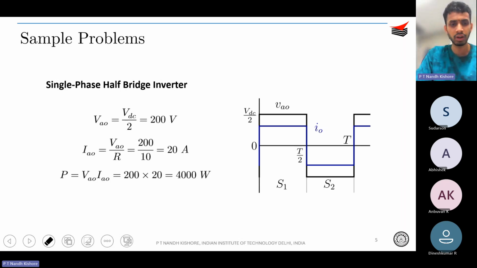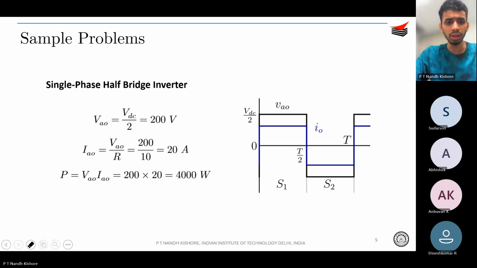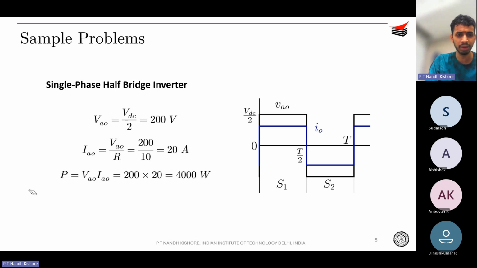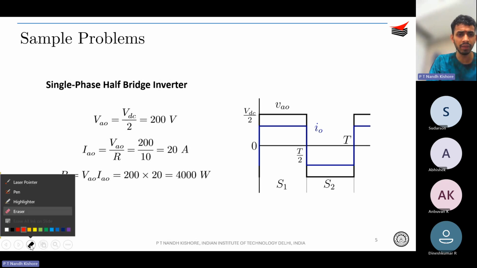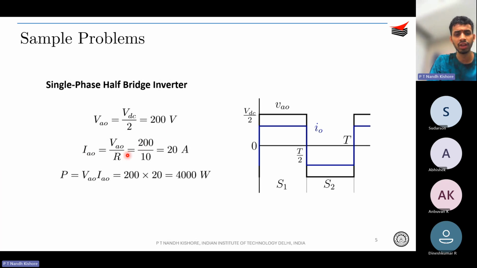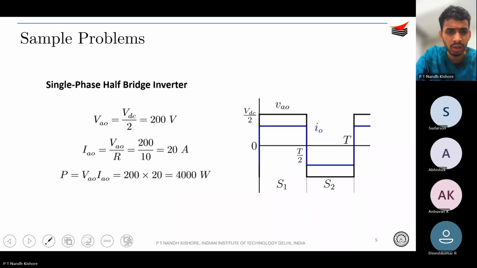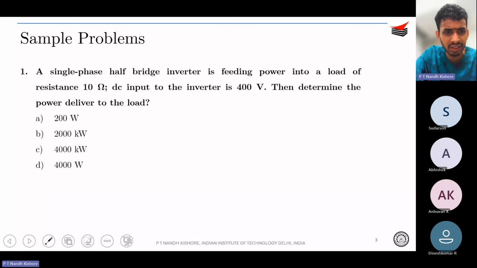So that is why VA naught is going to be VDC by 2, which is 400 by 2, which is 200 volts. Then your IA naught, since it's a simple R load, is simply VA naught by R. That is 200 by 10, which is 20 amperes. Therefore, what is your power? P is simply V into I, so 200 into 20, that's 4 kilowatts. So the answer is D, 4000 watts.